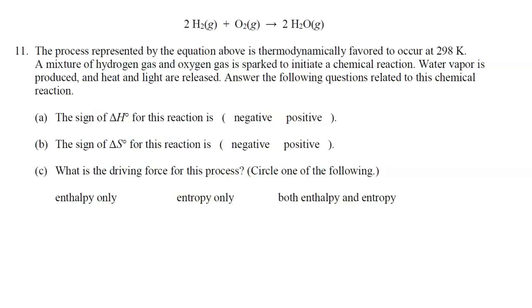Part A. The sign of delta H for this reaction is, well, because heat and light are released, that would be an exothermic process, and we know for an exothermic process, the sign of delta H is negative. Now for entropy, we start with a total of 3 moles of gaseous reactants, and then we finish on the other side of the equation with 2 moles of gaseous products. So because of that decrease in the total number of moles of gas in this reaction, that will result in a decrease in the entropy. So a decrease in entropy would be a negative delta S.